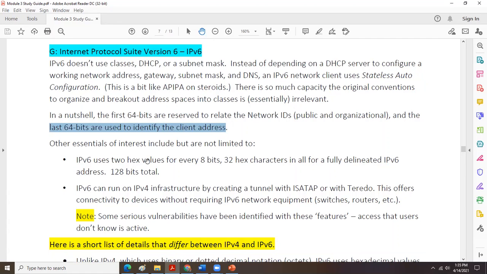IPv6 uses 2 hex values for every 8 bits. Does anyone remember what we called half of a byte? So if there are 2 hex values for every 8 bits, how many bits are represented by each hex value? Half a byte, yeah. So if a byte is 8 bits, what's half of that?